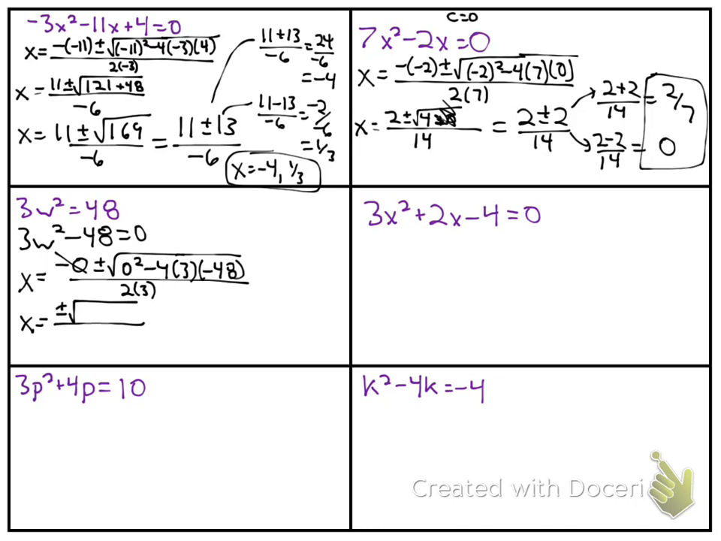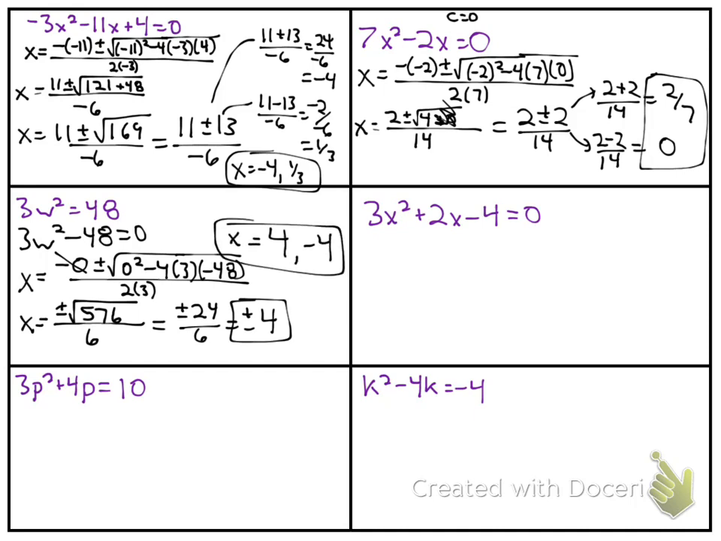So what we need is 4 times 3 times 48, and that is 576. And that is over 6. Now 576, let's see if that's a perfect square. It is. It is 24. So we get plus or minus 24 over 6, or plus or minus 4 as our two answers. And you could write it as that, or you could say 4 and negative 4.